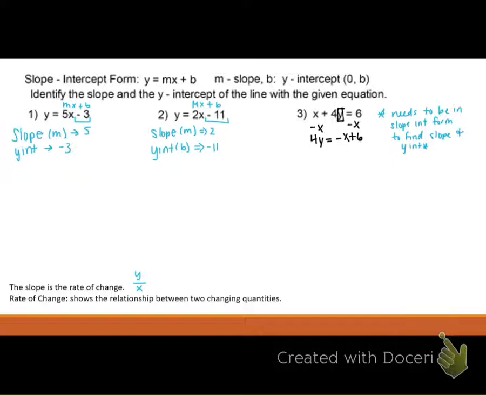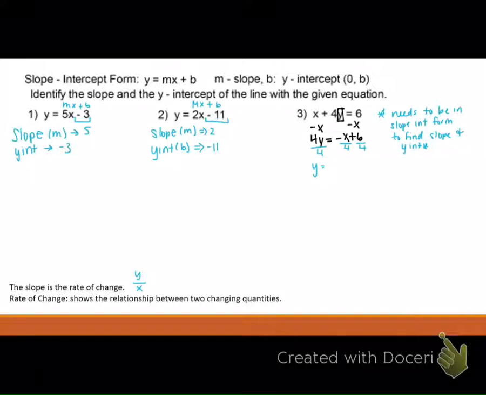Miguel, now what do I have to do? Divide by 4. So you divide every piece by 4, so that's y equals negative 1 over 4 x plus 3 over 2 when you simplify that. 6 divided by 2 is 3, 4 divided by 2 is 2. So that's where that came from. So now we can determine the slope and y-intercept.